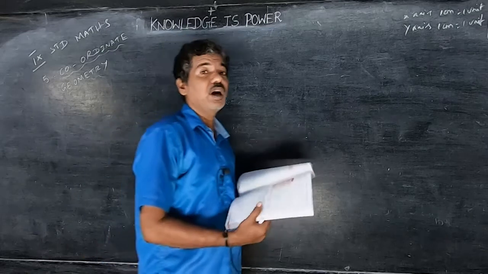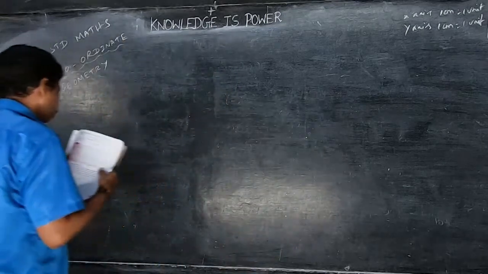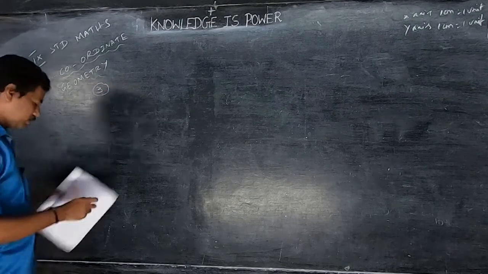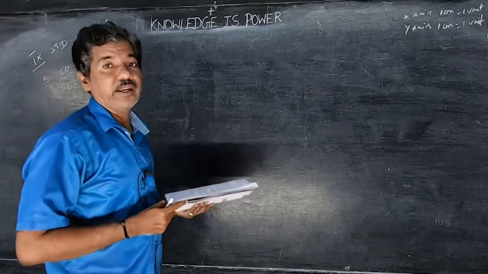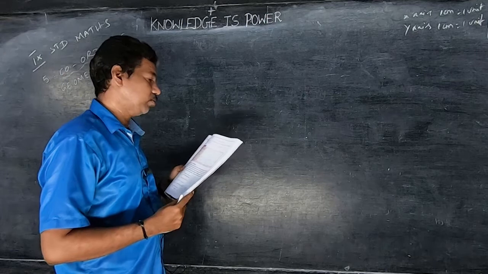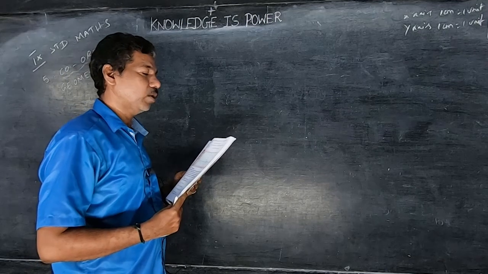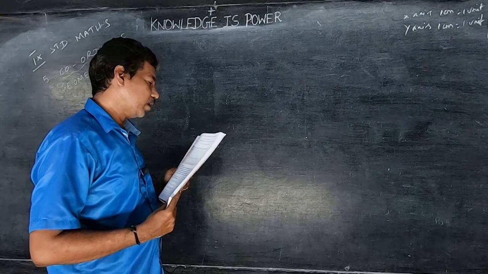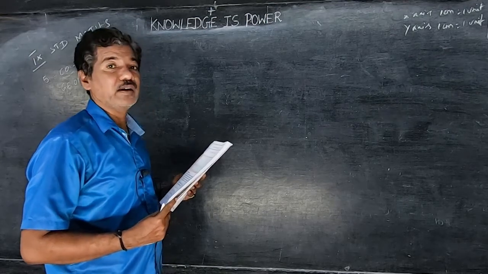Okay, now third sum, question number 3, page 193. Take it out, page number 193, question number 3. Plot the following points in the coordinate plane and join them. What is your conclusion about the resulting figure?